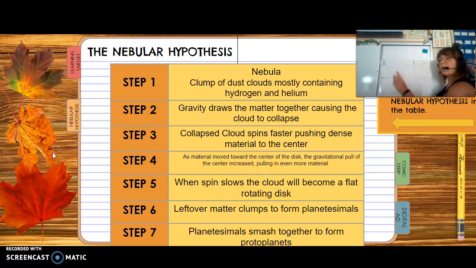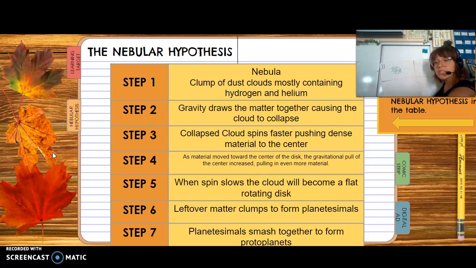In your very first step, that's what we're going to draw here in this box. You wrote that we have a clump of dust, clouds mostly containing hydrogen and helium. So hydrogen and helium are 2 elements, and we have a clump of dust. So what I'm going to draw is maybe just like a squiggle, right? That kind of looks like a clump of dust you might find underneath your bed. And then I might draw some dots to represent that hydrogen and helium.